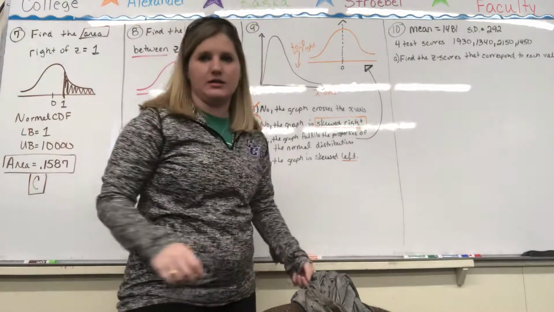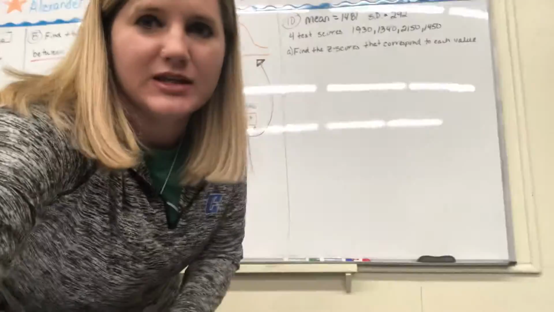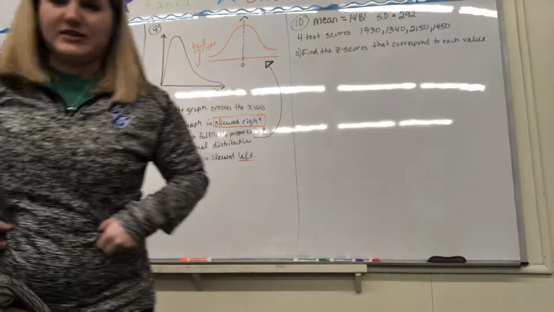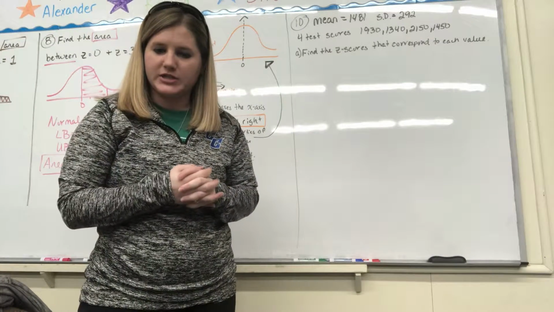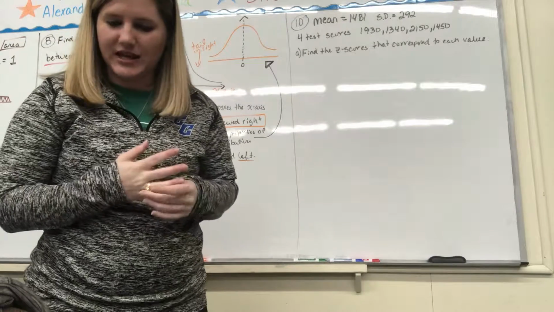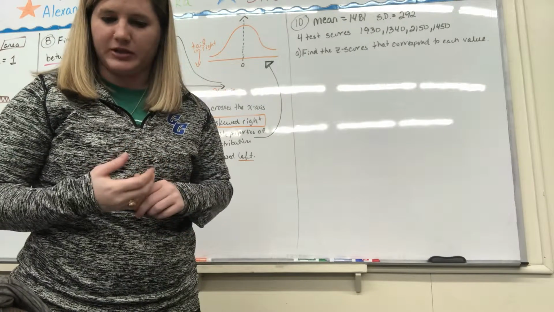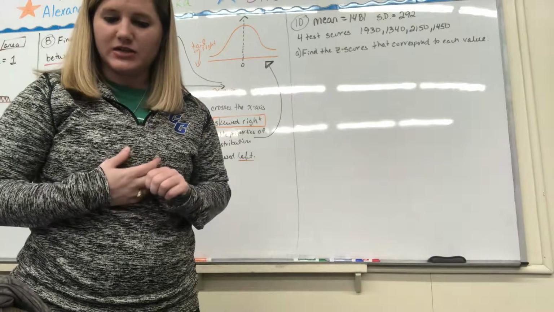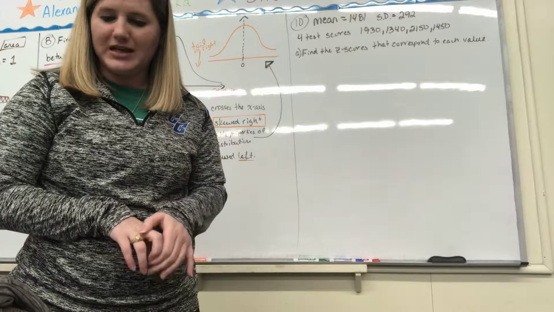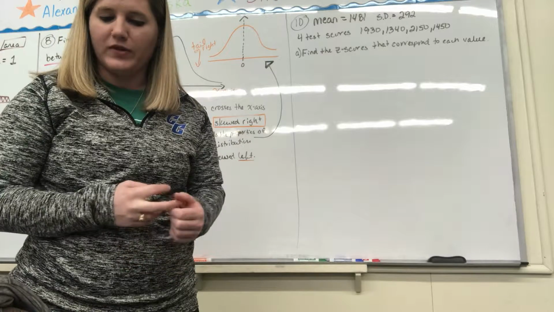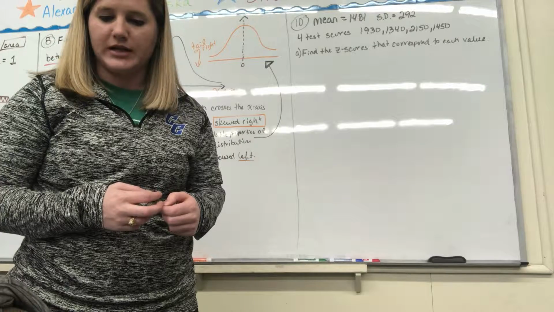Okay, number 10. Number 10 is where we start getting a little more lengthy, and this is our first one to use an actual formula. The SAT is an exam used by colleges and universities to evaluate undergraduate applicants. The test scores are normally distributed. In a recent year, the mean test score was 1,481 and the standard deviation was 292.